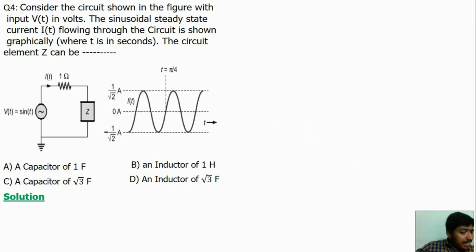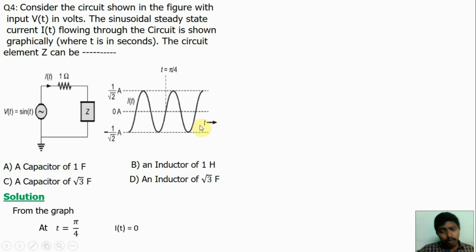If the current is lagging, the element will be an inductor. If the current is leading, the element should be a capacitor. So by observation of the current graph, we can find whether it is an inductor or capacitor. At t is equal to 5π/4, what is the value of current I? I is equal to 0. From this graph at t is equal to 5π/4, the current is equal to 0.